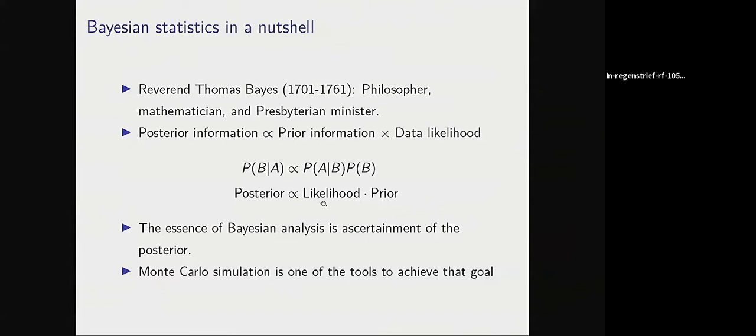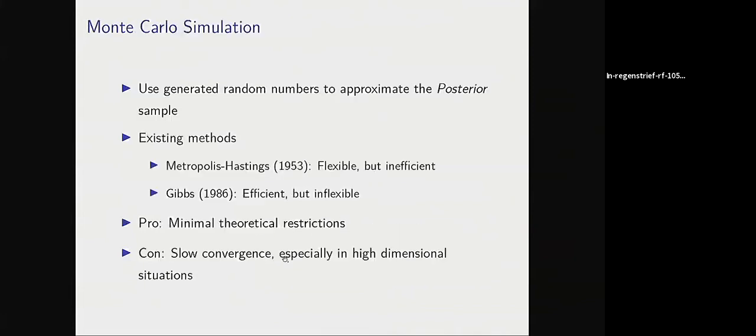However, it doesn't give us the entire distribution of the posterior. We can't typically use calculus to derive the entire posterior distribution analytically. Because of that, we have to use other techniques to ascertain the posterior. And Monte Carlo simulation is one of the major techniques that Bayesian statisticians use to estimate the posterior.